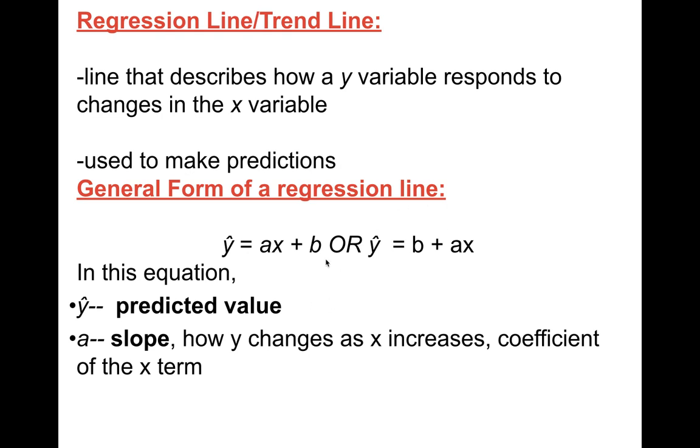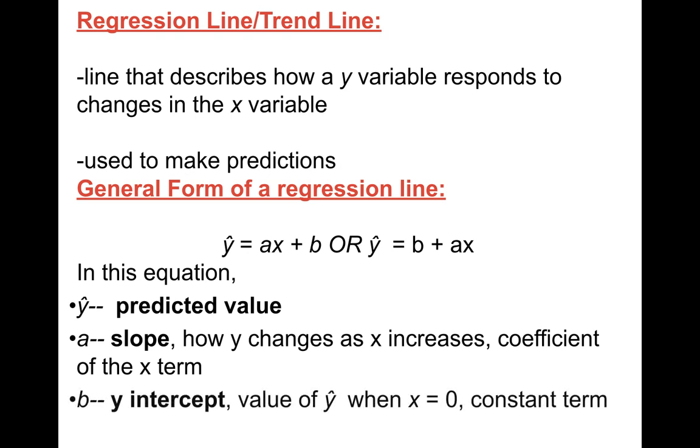The a value, the coefficient of the x term, is the slope. So no matter where that term is, the coefficient of the x term is the slope. It tells you how y changes as x increases. If you have a positive slope, that means y will increase as x increases. If you have a negative slope, that means y will decrease as x increases, and the graph will be a negatively sloped graph.